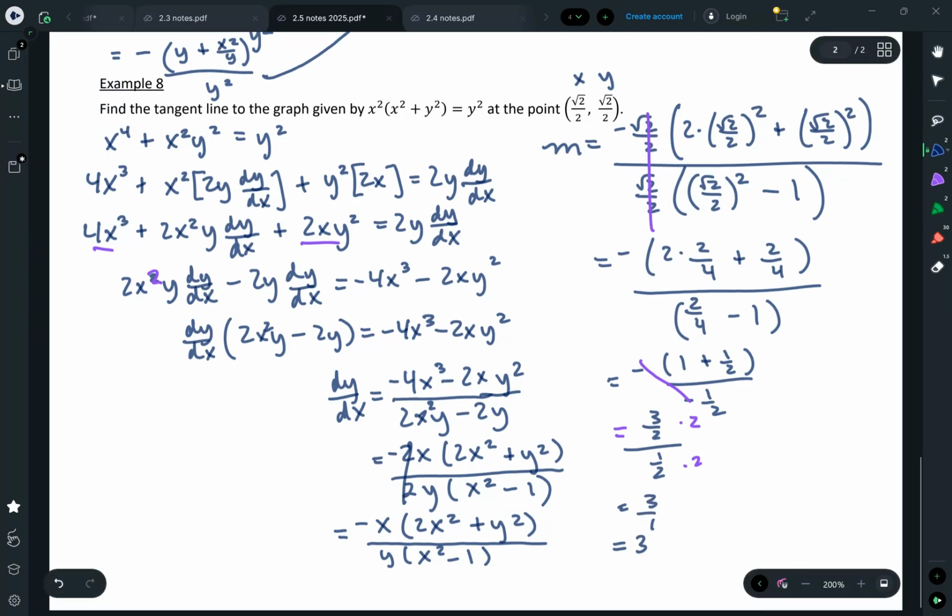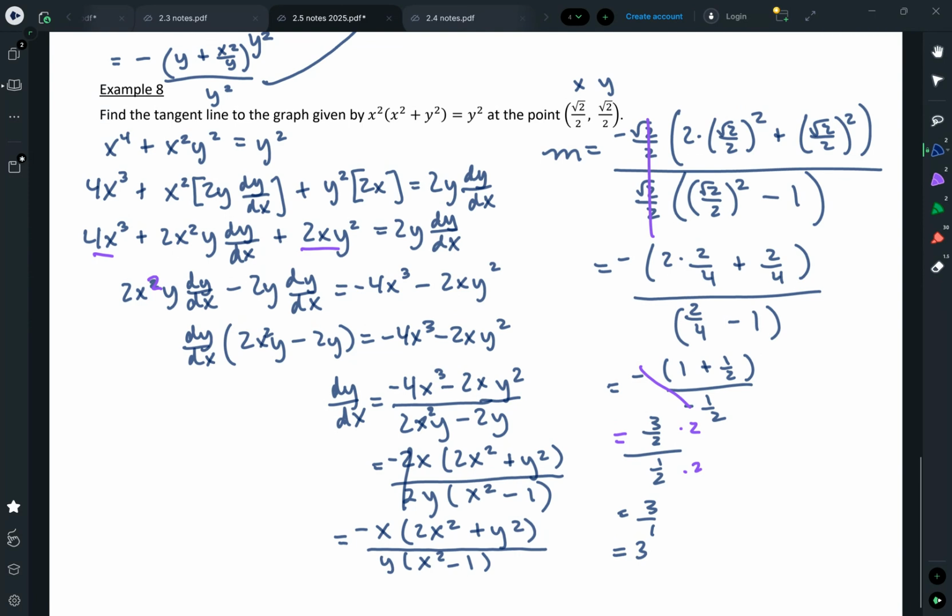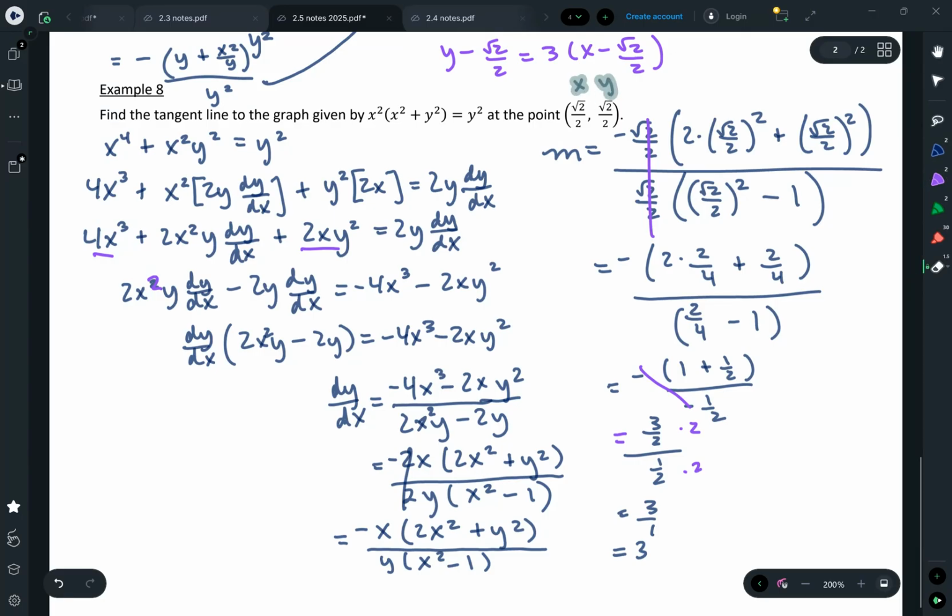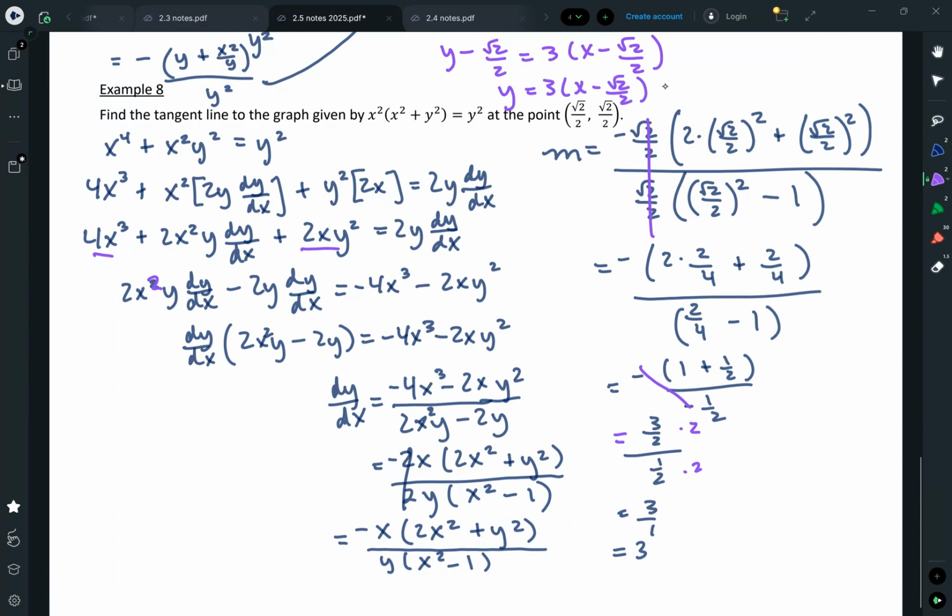Once I have a slope of 3, now I can go ahead and write my equation. I am completely out of space, so I'm going to put it up at the top. What the heck? So y minus root 2 over 2 equals 3 times x minus root 2 over 2. And then I'm going to do my AP trick again and get y by itself by just adding root 2 over 2, which kind of feels like we're cheating because I didn't have to simplify anything. All right, y is by itself.